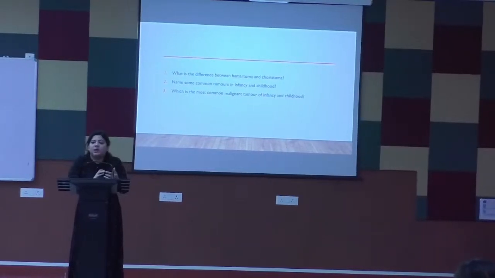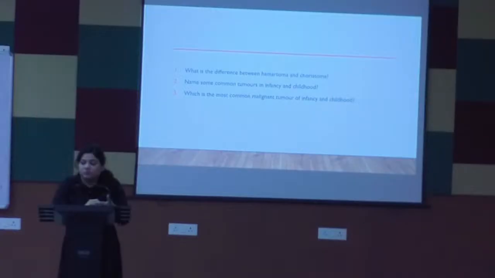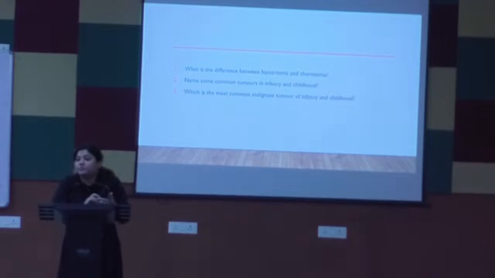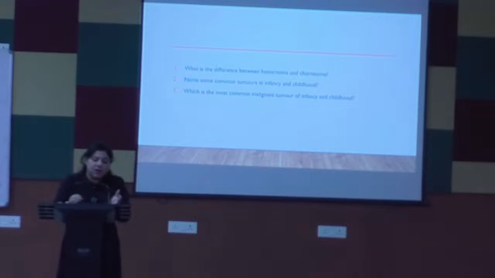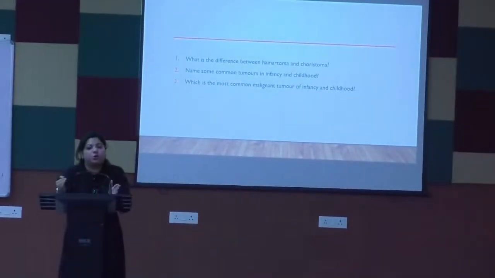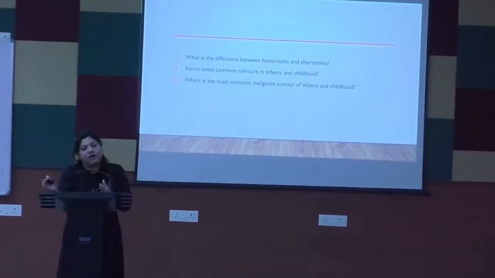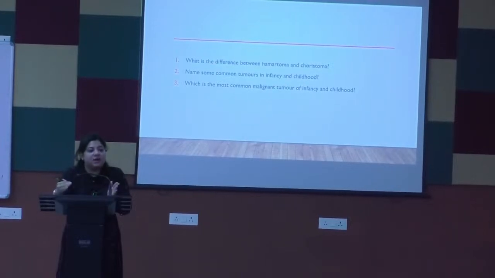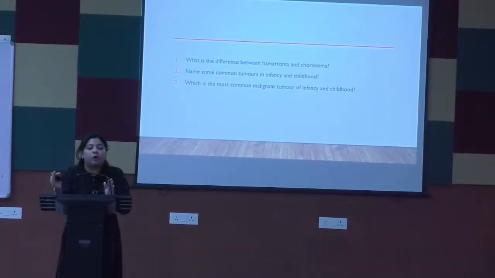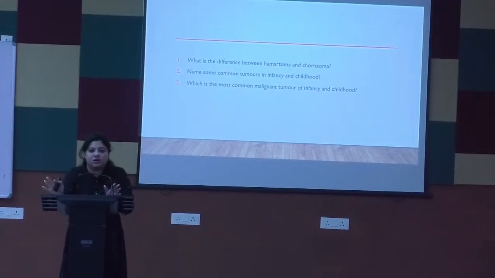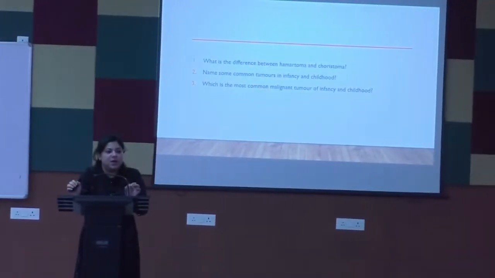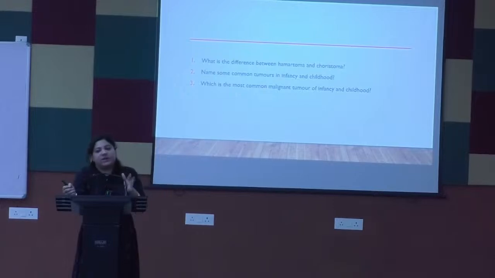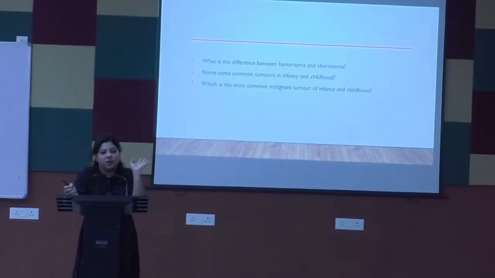What is the difference between hamartoma and choristoma? That is also known as heterotopia. So hamartoma is where the tissue is normally present in that region or that organ, but the organization of the tissue is disorganized. The tissue is not following the normal architecture. That is called hamartoma. Firstly, the most common is pulmonary hamartoma.